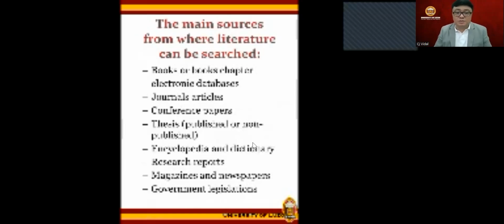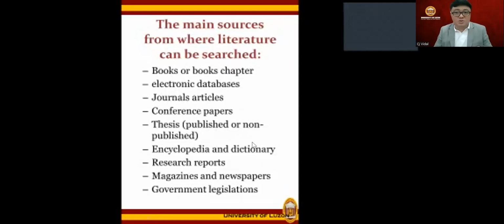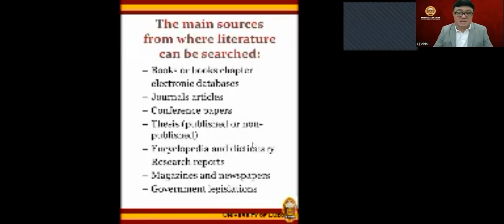However, it is to be remembered that the main sources from where literature can be searched are the following. So we have books, chapters, electronic databases, journal articles, conference papers, thesis, whether published or non-published, encyclopedia and dictionary, research reports, magazines and newspapers, laws, documents, statutes, government legislations, and the like.